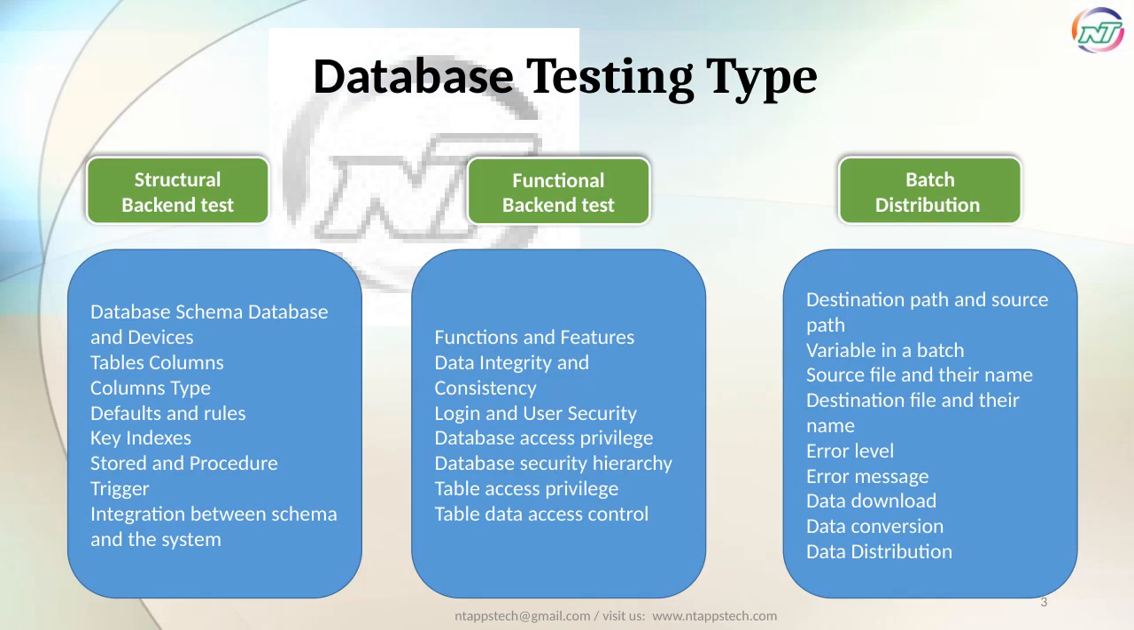When testing databases, it's important to focus on several key areas to ensure everything works as expected. First, we look at the database schema, which includes tables, columns, their types, default values, and rules that apply to them. We also verify keys and indexes, along with stored procedures and triggers that automate certain operations. Testing integration between the schema and the overall system is crucial to check that data flows smoothly and functions operate correctly. We check functions and features for correctness, as well as data integrity and consistency to avoid corruption or loss.